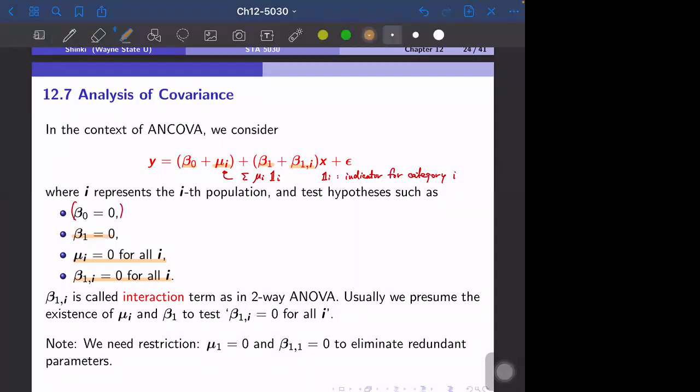And this beta_1i term is called the interaction term, as in the two-way ANOVA. This is because we have the interaction between group and slope. So basically x affects the value of y, but also the group affects the effect of x. So we have an interaction between the group or category and x.